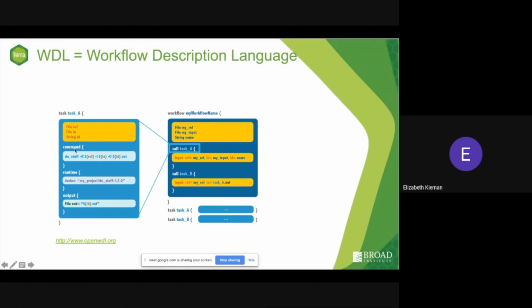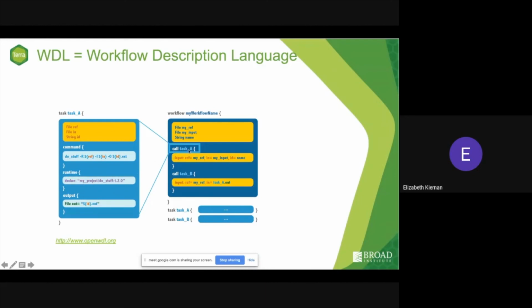You can run commands on these tasks, which will be what type of transformation you want to put the inputs through. For each task, you can set a runtime, which tells the command exactly what is necessary for that command to execute successfully. And in this case, it's calling a Docker.